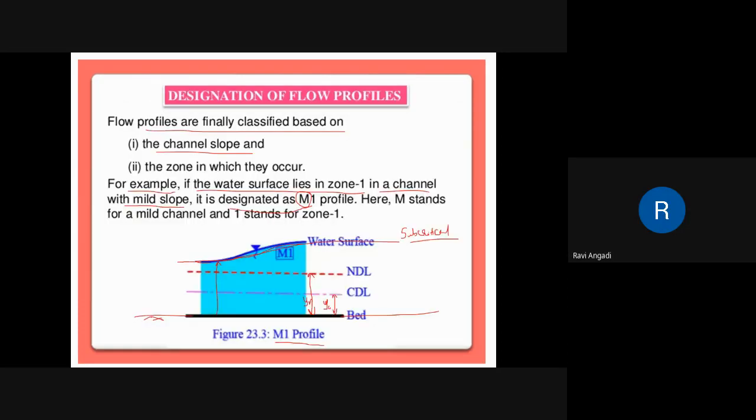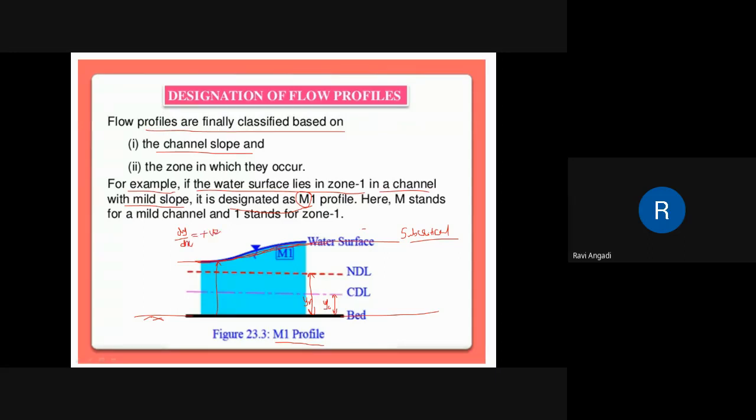Look at this picture here. The water is rising in the direction of flow. If it is rising in the direction of flow, it means the depth is increasing. If the depth is increasing, it is a backwater curve. And dy by dx is positive. All of you agree with this?